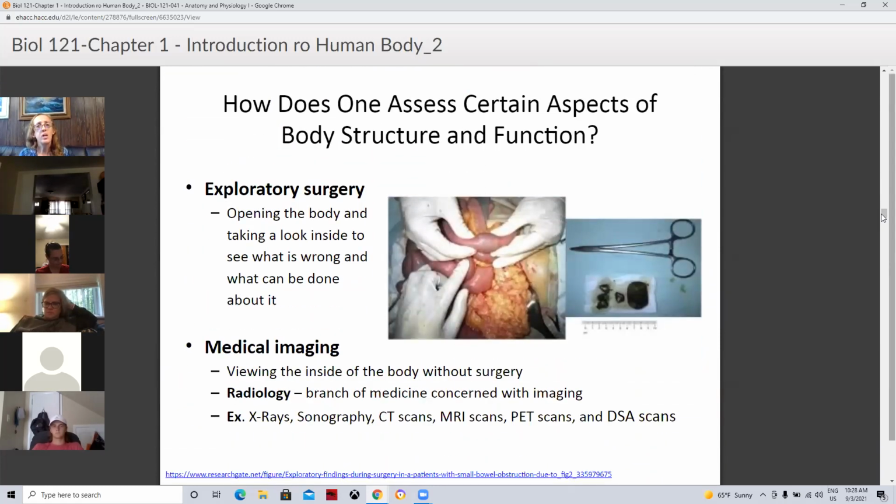Another way, in more severe cases, we can do exploratory surgery, opening the body and taking a look inside to see what's wrong and what can be done about it. Usually, most often, they use medical imaging and then do surgery. Oftentimes that works best unless they can't see what's wrong using medical imaging. So medical imaging is viewing the inside of the body without surgery. Radiology is specifically that branch of medicine concerned with imaging.